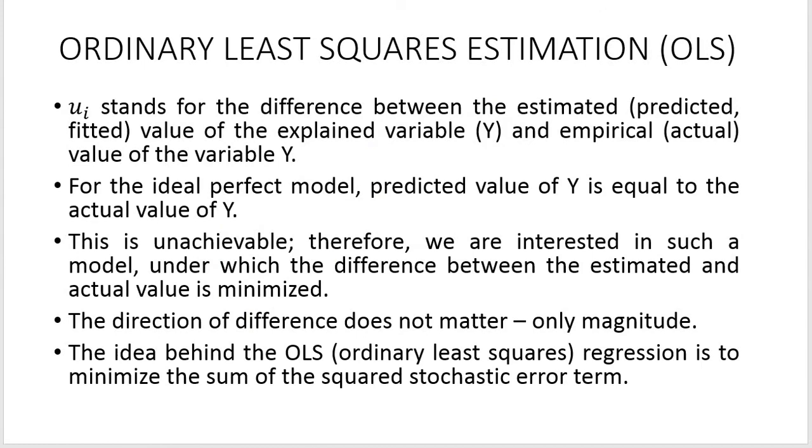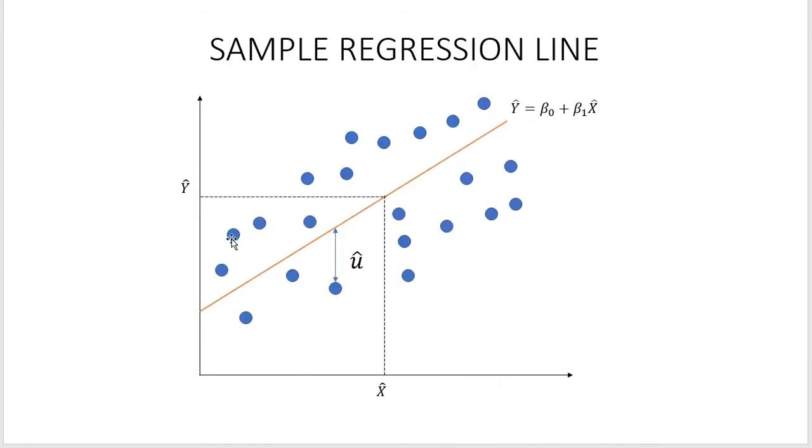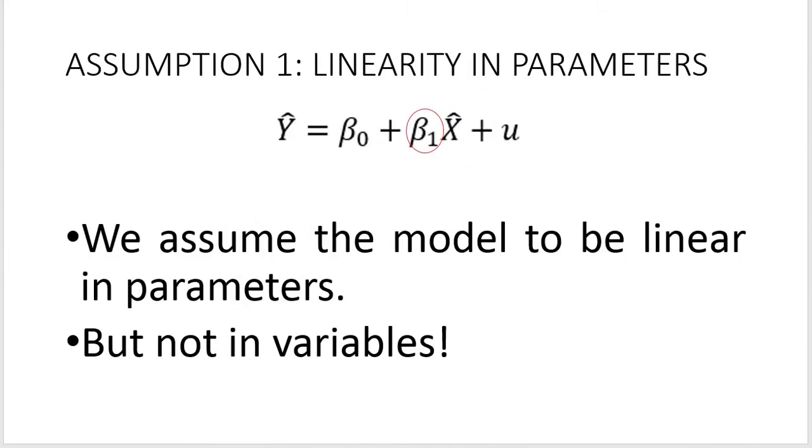So, keeping this in mind, the idea of ordinary least squares estimation is to design a regression line for which the sum of squared stochastic error terms is minimized. There are several assumptions to be met in order to design a model with valid and reliable output, which can then be used for testing research hypotheses.